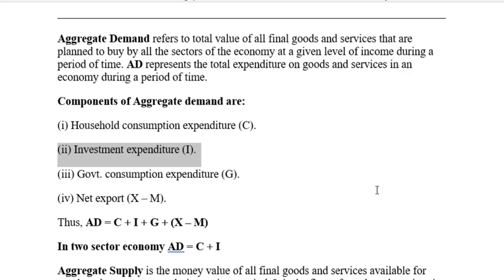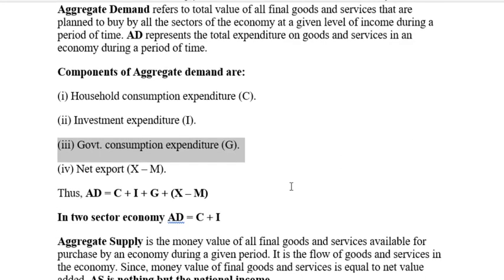The next component of aggregate demand is government consumption expenditure. We define it with the help of capital G. We can call it government expenditure or demand for goods and services. It refers to planned expenditure on purchase of consumer and capital goods to fulfill common needs of the society. These include provisions for schools, transport, hospitals, roads, parks, etc.